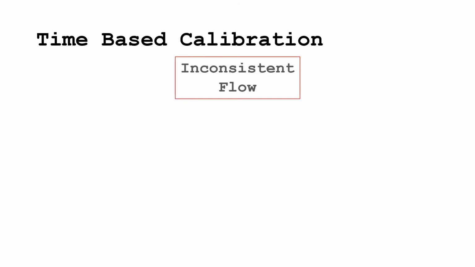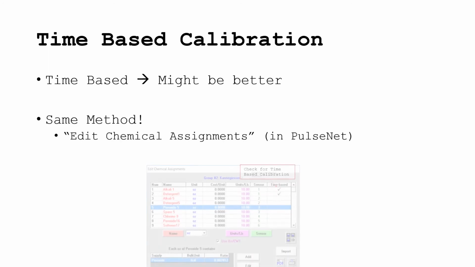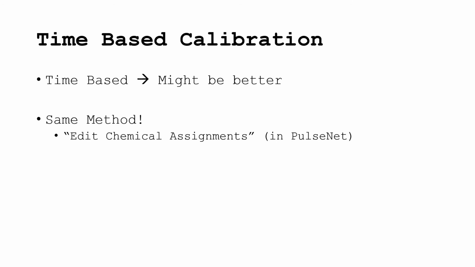Due to certain circumstances, like if the chemical has an inconsistent flow through the meter, or there is gas in the chemical, it may be beneficial to calibrate the chemicals based on time rather than flow meter input. To calibrate the chemicals without the flow meter, you use the same method, except you have to change that chemical's sensor in the Edit Chemical Assignment in PulseNet. Check the time-based box for a specific chemical to do time-based calibration for that chemical. Then, make sure to send out a group formula update. And, after that, remember to cycle power before you calibrate.